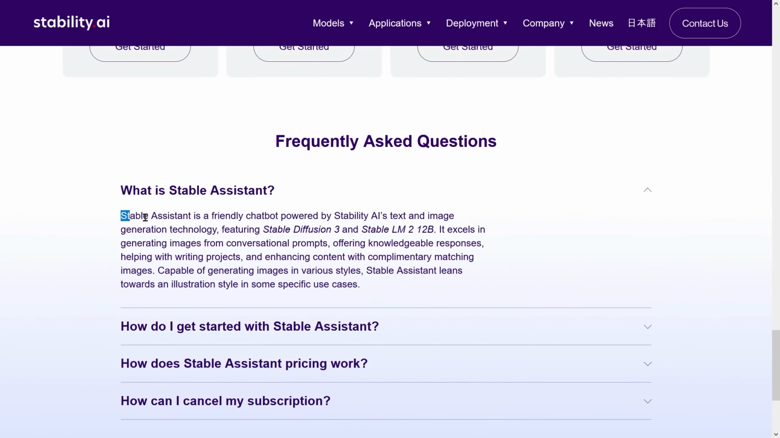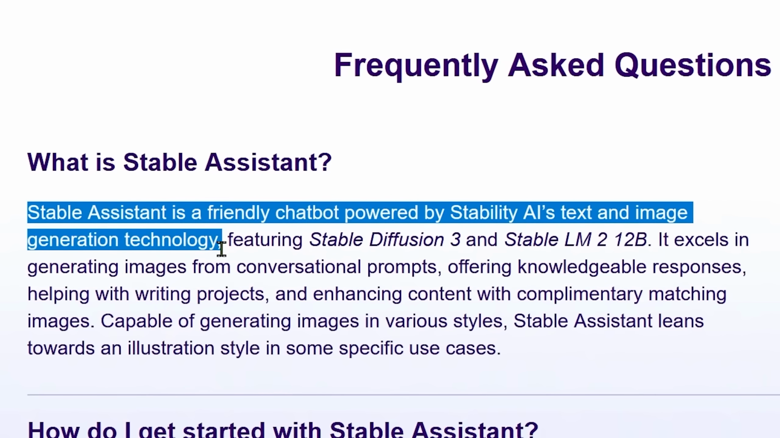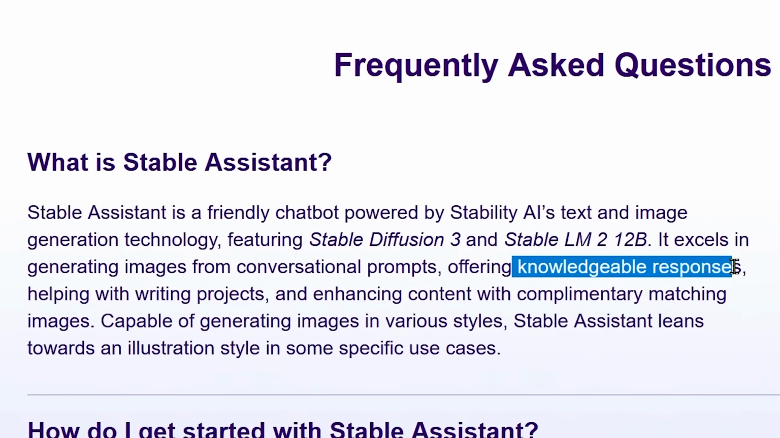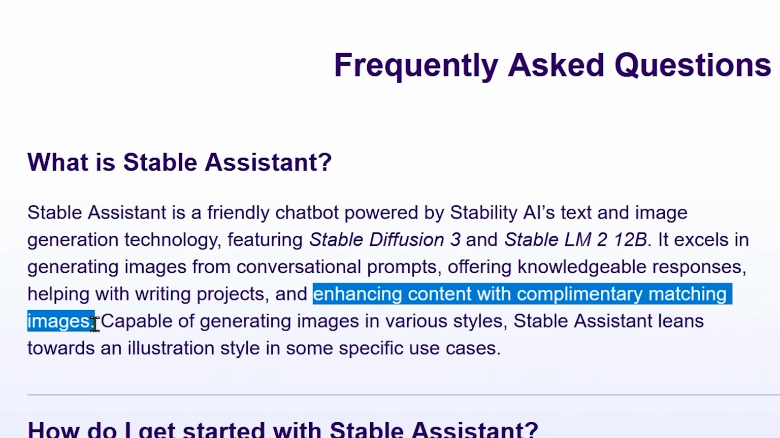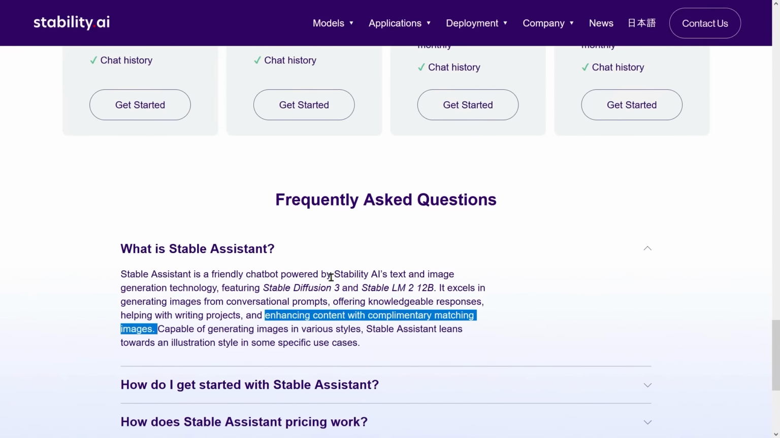In words, what they say is Stable Assistant is a friendly chatbot powered by Stability AI's text and image generation technology. And importantly, they say it features Stable Diffusion 3 and also the language models that they use. And the purposes are going to be generating images from conversational prompts. You're going to get into a conversation with the chatbot. It can give you information, so it can produce knowledgeable responses, and it can help you, say, with writing projects and enhancing content with complementary matching images. Now, the images will be created in a variety of styles and using a variety of different models.